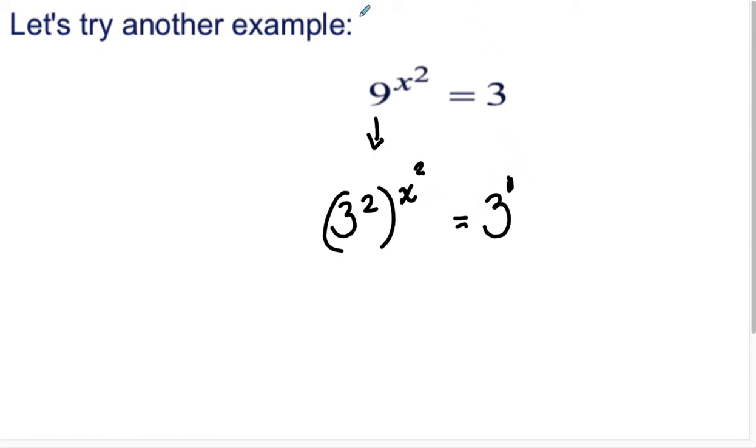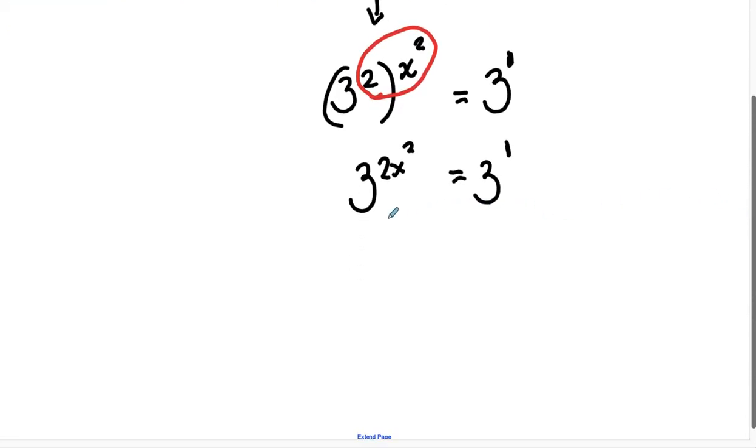So here we have 3 to the power of 2, which is equivalent to 9, and now it's being raised to the x squared, right? So you can use the properties of exponents to know that if a power is being raised to another power, then we multiply those powers. So technically this is 3 to the power of 2x squared is equal to base 3 to the power of 1. So again, they have the same bases.